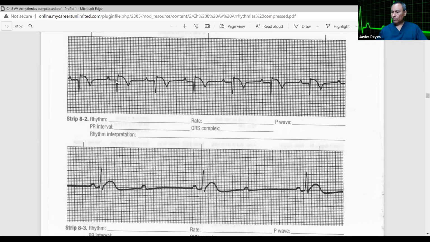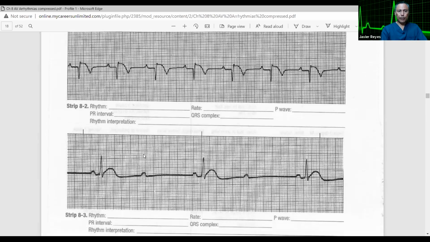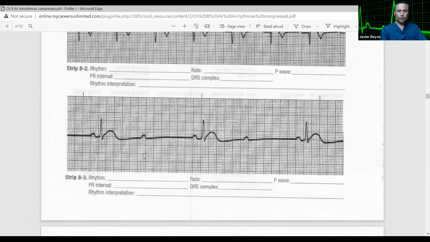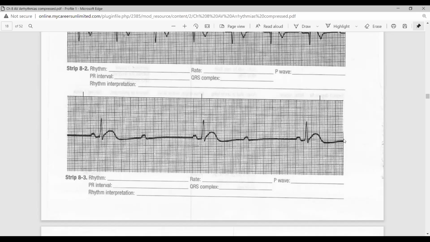Okay, so let's take a little break. All right, and you can keep on looking at these, and I'll give you the answers. You know what? When we come back, I'm gonna give you this one. This one's a little easy. 8-3. Okay, so you can work on it, and then we'll come right back. Take a little break.